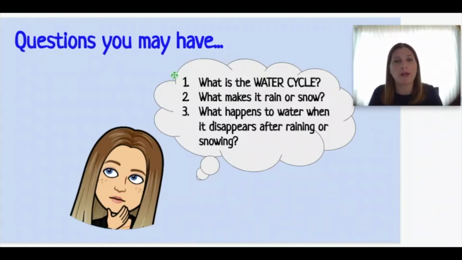Another question that goes with all the weather we've been having is, what happens to water when it disappears after raining or snowing? Where does it go? We had a lot of snow and eventually it disappeared. And we've been having a lot of rain and eventually that disappears too. So we're going to work through the water cycle and learn what happens to that water.